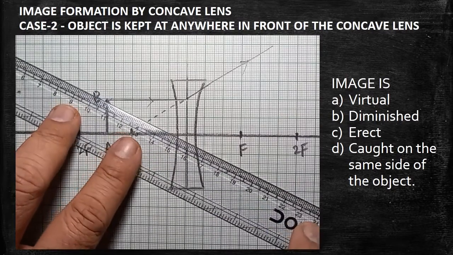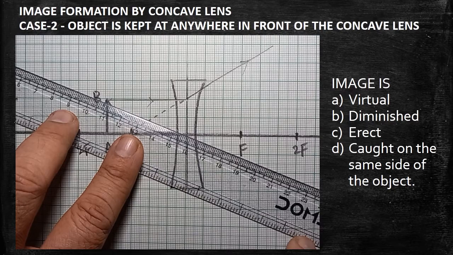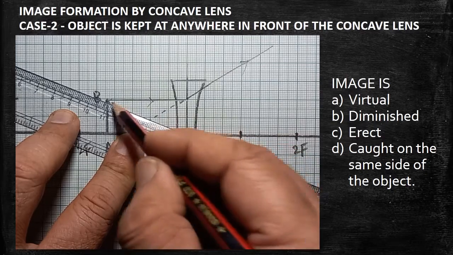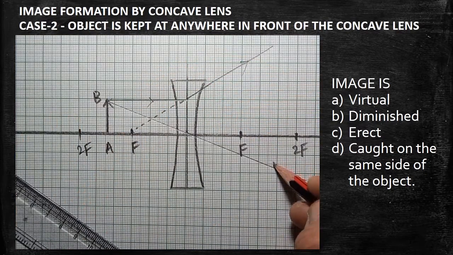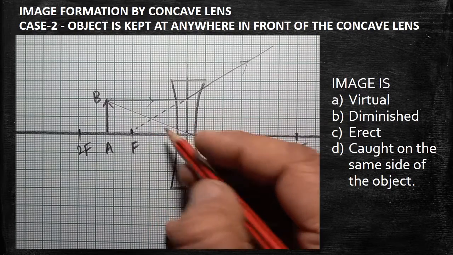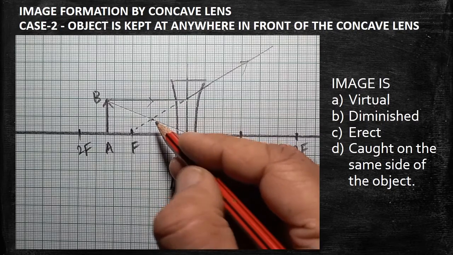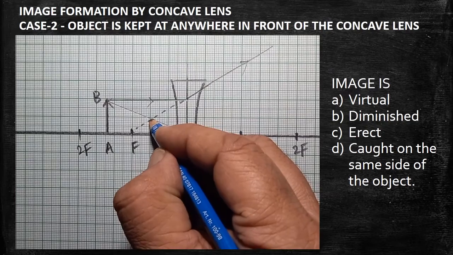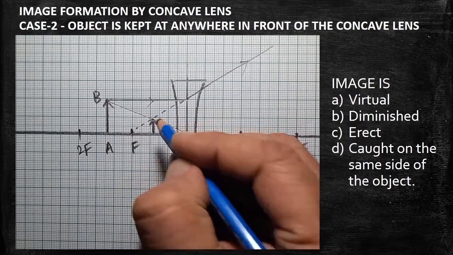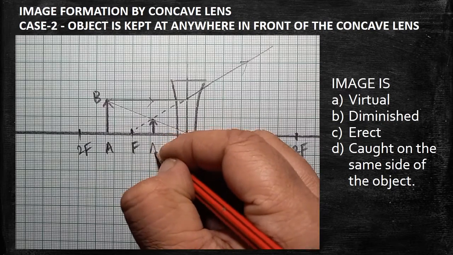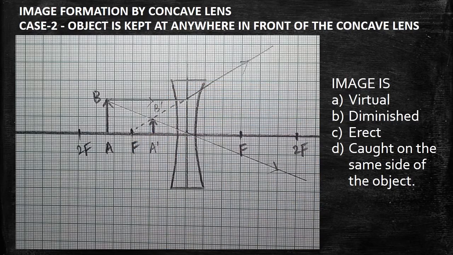One more ray to be drawn. Another ray travels from the head of the object. It travels through the center of the lens. Draw a line. So this one travels in this direction. Are you clear? Now this ray and this one both are intersecting here. There only you are getting the image. You are getting a small, tiny, very small diminished image here, and you will be getting an erect one. Are you clear? That one can be called A dash, B dash.